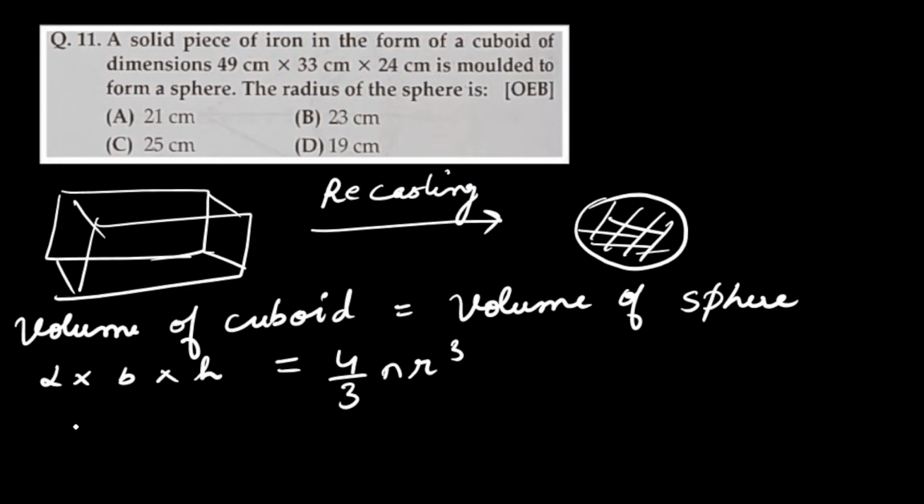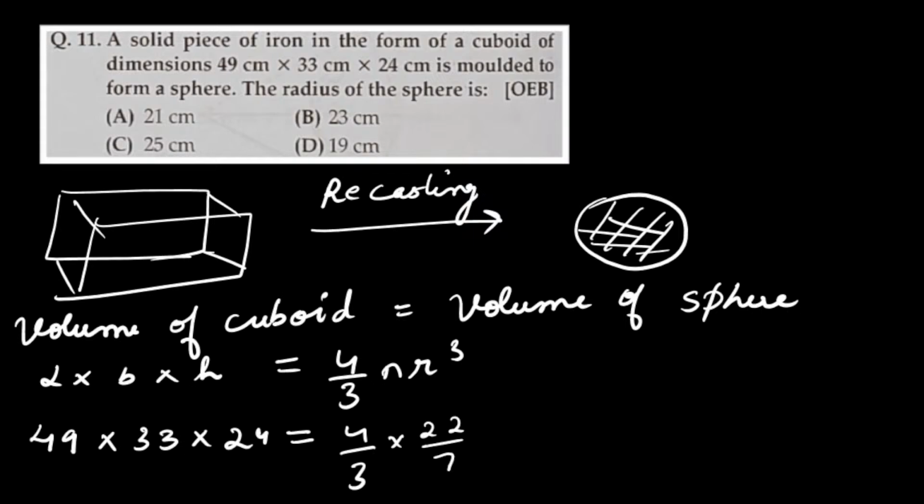Let's substitute the values. The length is given to us as 49, into 33, into 24. The radius of the sphere I have to find. So here I'll write 4 by 3, and pi's value I can write as 22 by 7, and r cube as it is.